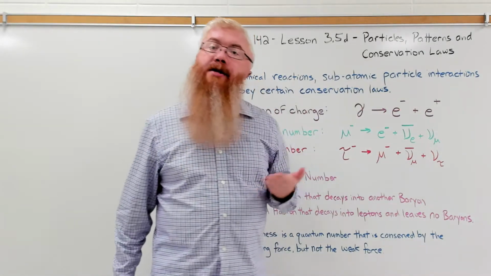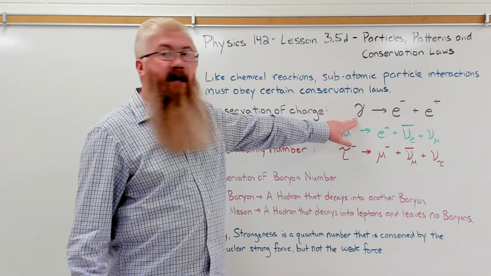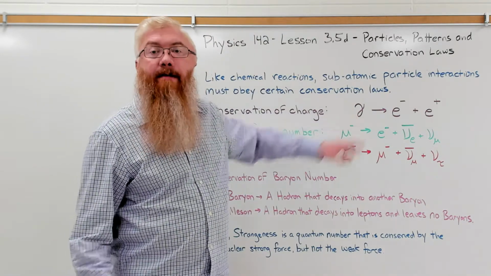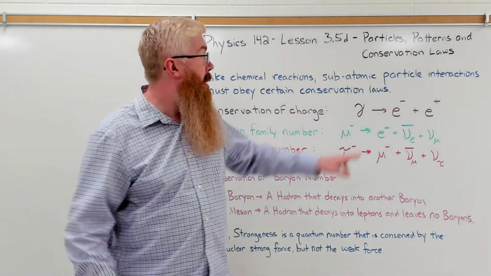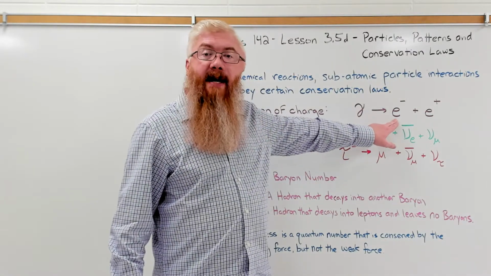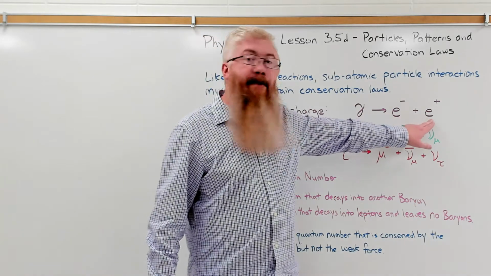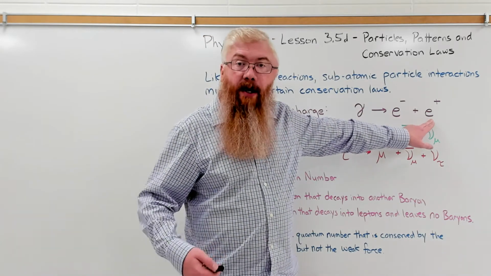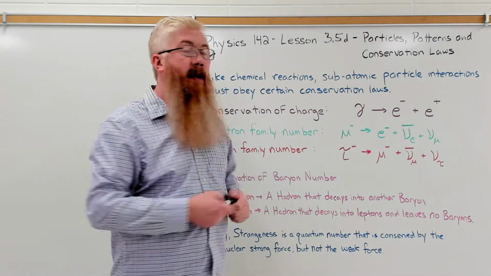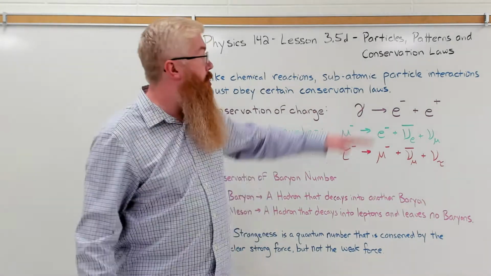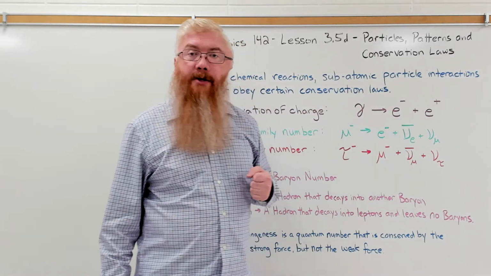But note how the charge is conserved. On the left side of the equation here, on the left side of the reaction, we have no charge. A photon has zero charge. On the right-hand side, we have a negatively charged electron and a positively charged positron. Adding those charges together, the net charge on the right-hand side of that reaction is also zero. So charge is conserved in this reaction.